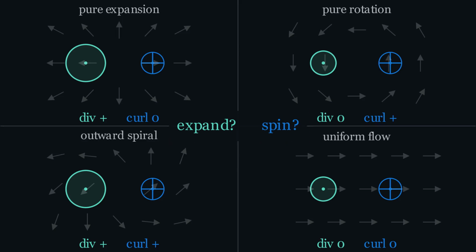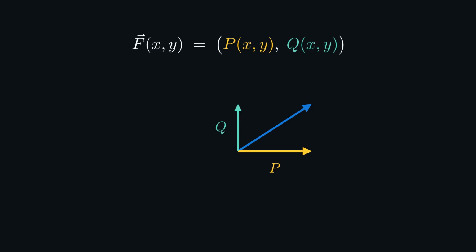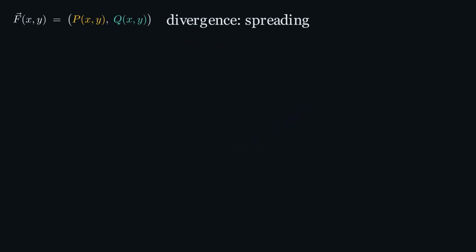If you remember nothing else, remember there are exactly 2 things you can ask a little patch of fluid, and these are them. Now, only now, let's let the symbols show up, because at this point they're just bookkeeping for stuff you already feel. Say the field pushes stuff with a horizontal part we'll call P, and a vertical part we'll call Q, both depending on where you are.